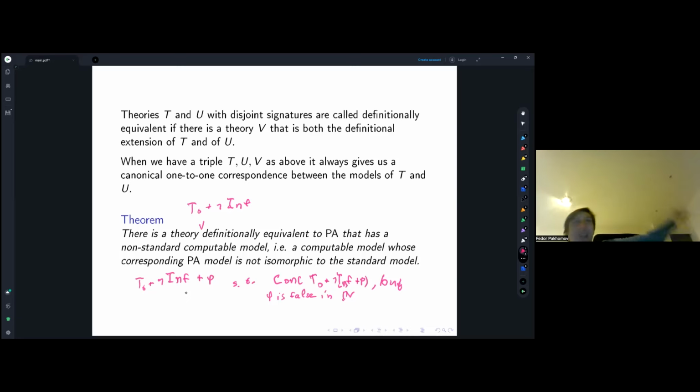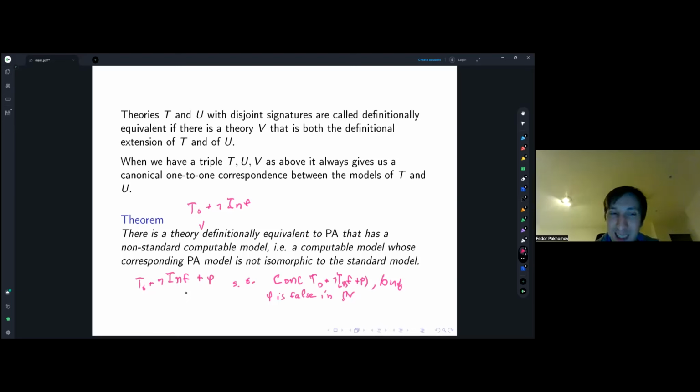Because now you have an explicit definition of addition and multiplication in T0 plus negation of infinity, hence you go to this model of the joint signature in a unique way, and then you could forget about the signature of the theory T0 and obtain a model of PA.